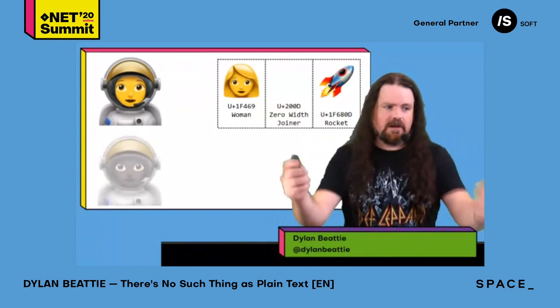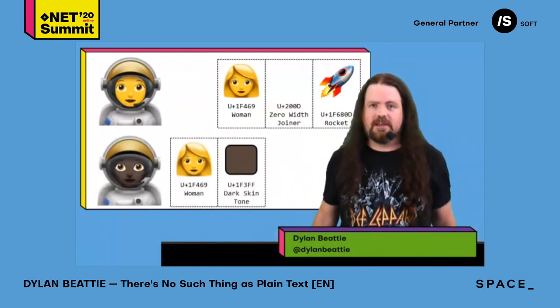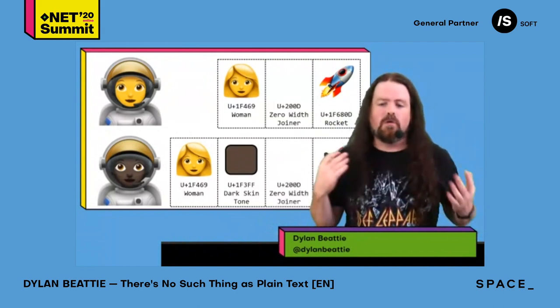If you want a female astronaut with dark skin, boom, woman, add the skin tone modifier, plug in the joiner, put rocket on the end of that. That's how we get all these different combinations.